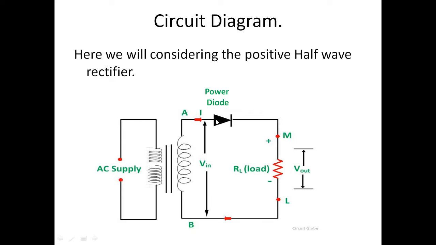Now, the P-type of the diode is connected with A, and the N-type of the diode is connected to the 0 terminal or the common terminal via a load resistor.